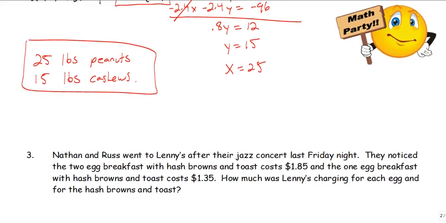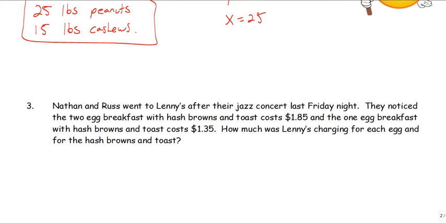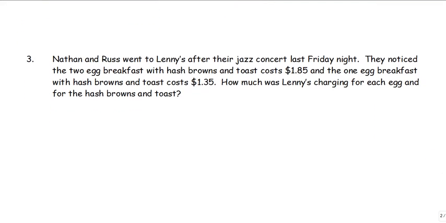And then finally, Nathan and Russ went to Lenny's after their jazz concert last Friday night. They noticed the 2-egg breakfast with hash browns and toast cost $1.85, and the 1-egg breakfast with hash browns and toast cost $1.35. So here's the question: how much was Lenny's charging for each egg and for the hash browns and toast?